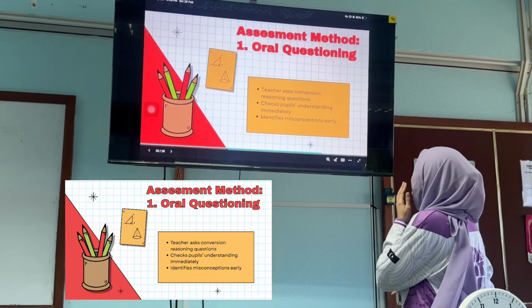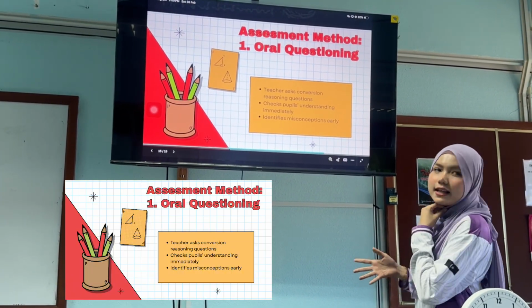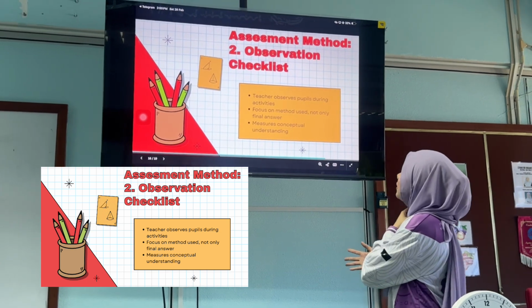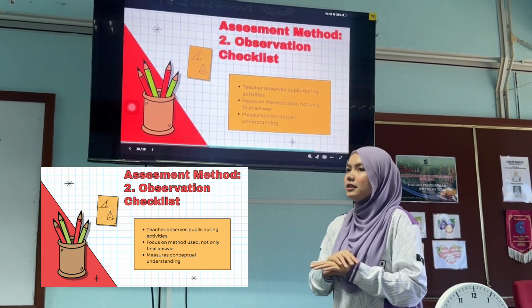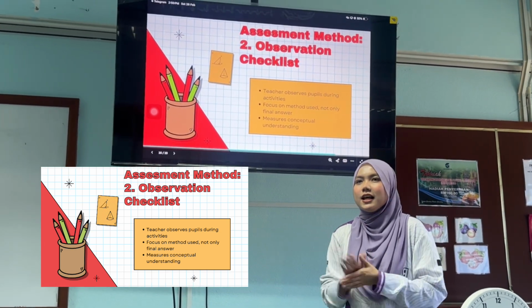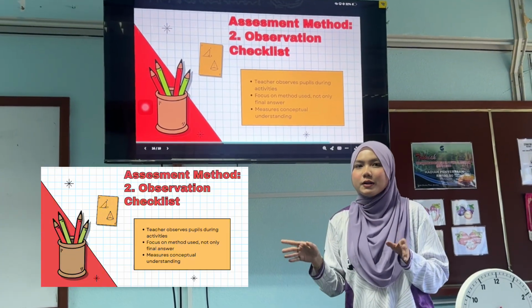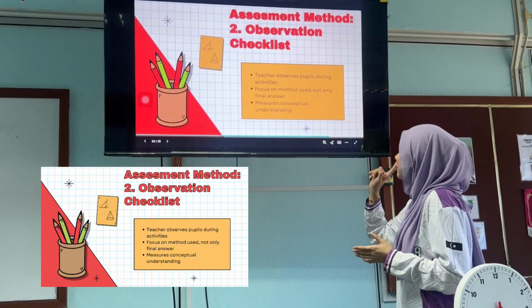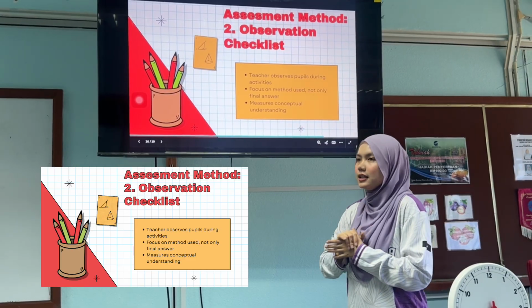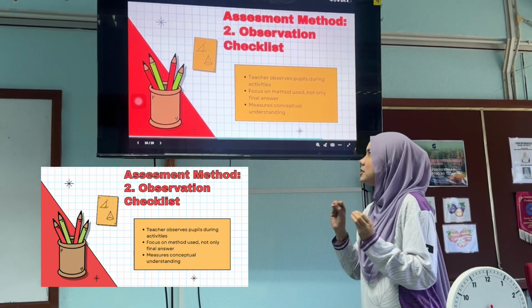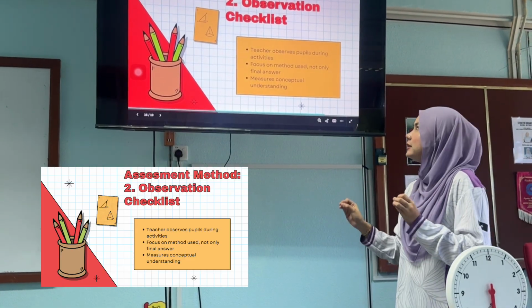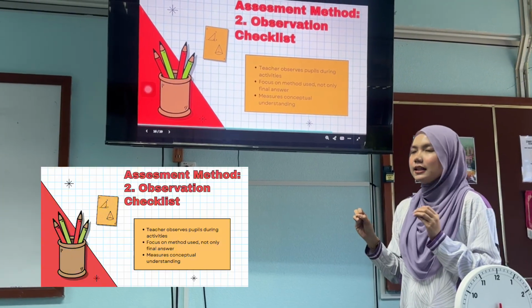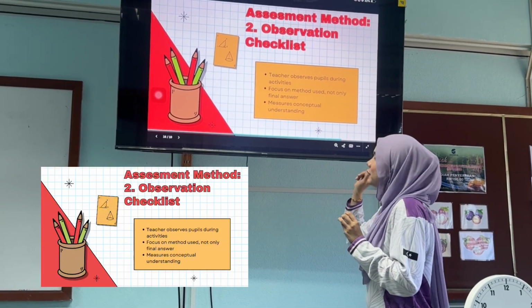Now, second, the observation checklist. After the teaching, the teacher will observe students one by one, focusing on the method used, not only on finding the answer. So the teacher can observe pupils one by one and measure conceptual understanding.